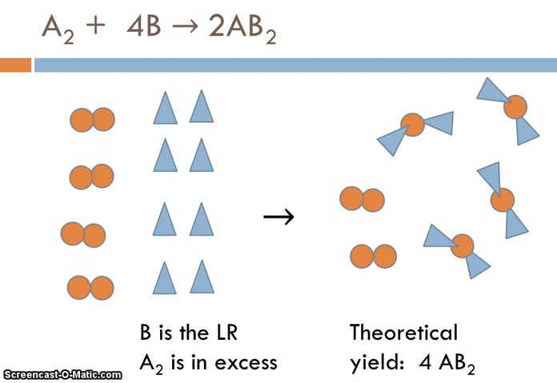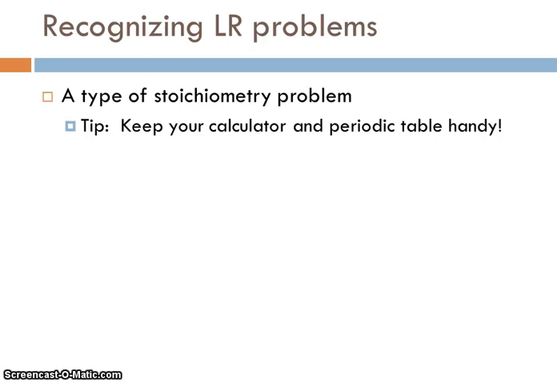On a particle level, the limiting reagent is fairly easy to make sense of and to figure out what's going to be in excess, what's going to be consumed first, and what your theoretical yield will be. However, when you're in the lab and you're trying to do these problems, it's not so easy to tell unless you do a bunch of stoichiometry calculations to figure that out. So I do want to point out that these really are stoichiometry problems. Keep your calculator handy, keep your periodic table handy. You're going to need them.